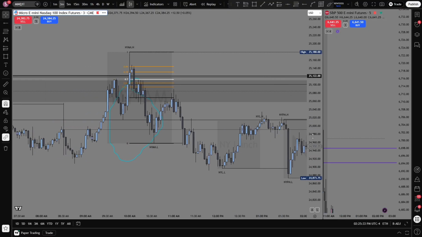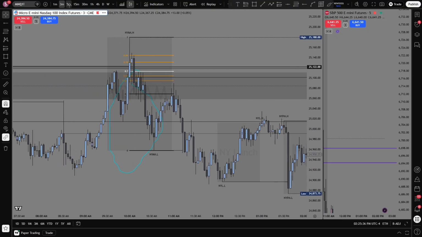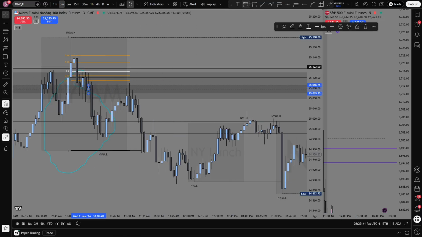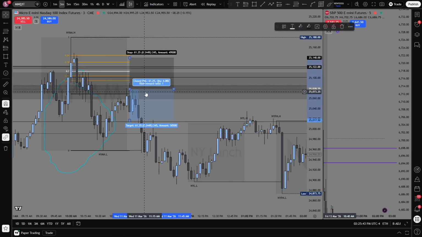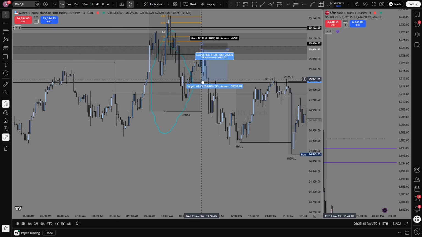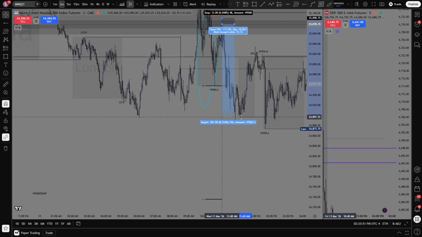Oh, if you can't find an imbalance, you can always go lower. I like the 3 minute and the 5 minute to find imbalances. There's, boom, there's one sitting right here. You would have had your entry right along here. That was like 12 points of drawdown. And then where do you target? The lows, baby. The lows. Boom.